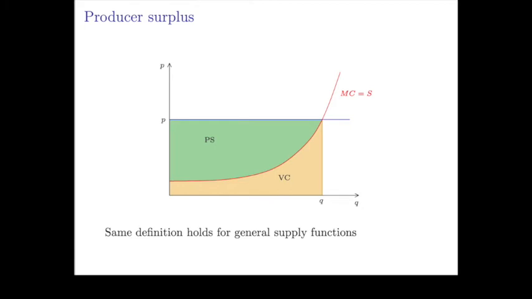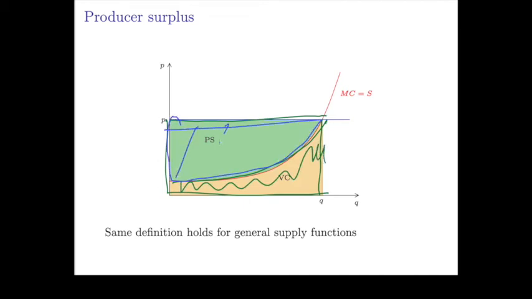In general, if you didn't have this step-shaped marginal cost curve and you had a smooth marginal cost curve, it would still be the same idea. You would subtract from this rectangle the area under the supply curve. Subtract that area out, and you would be left with the area which represents the producer surplus.